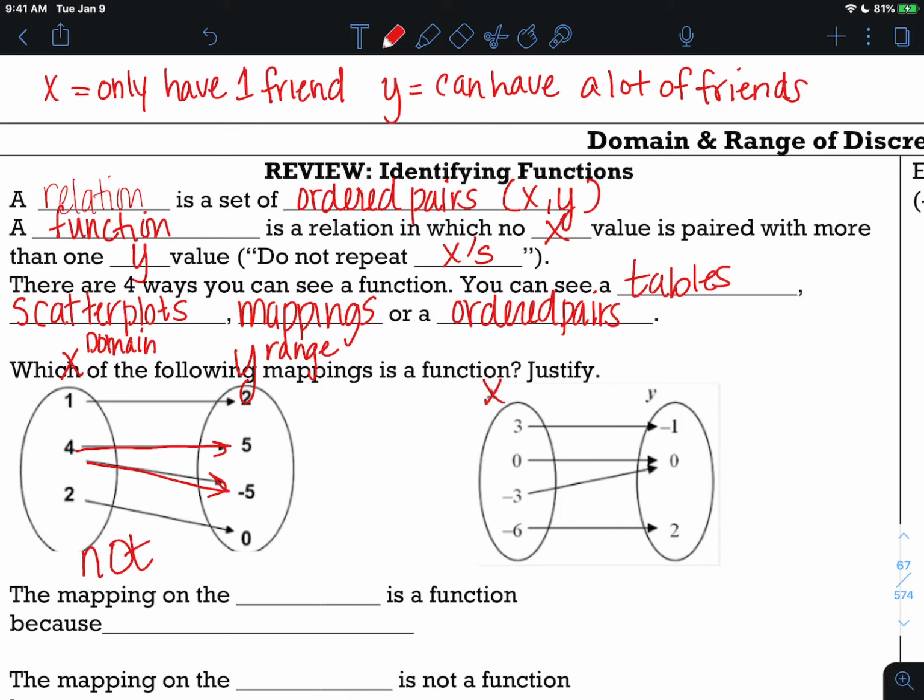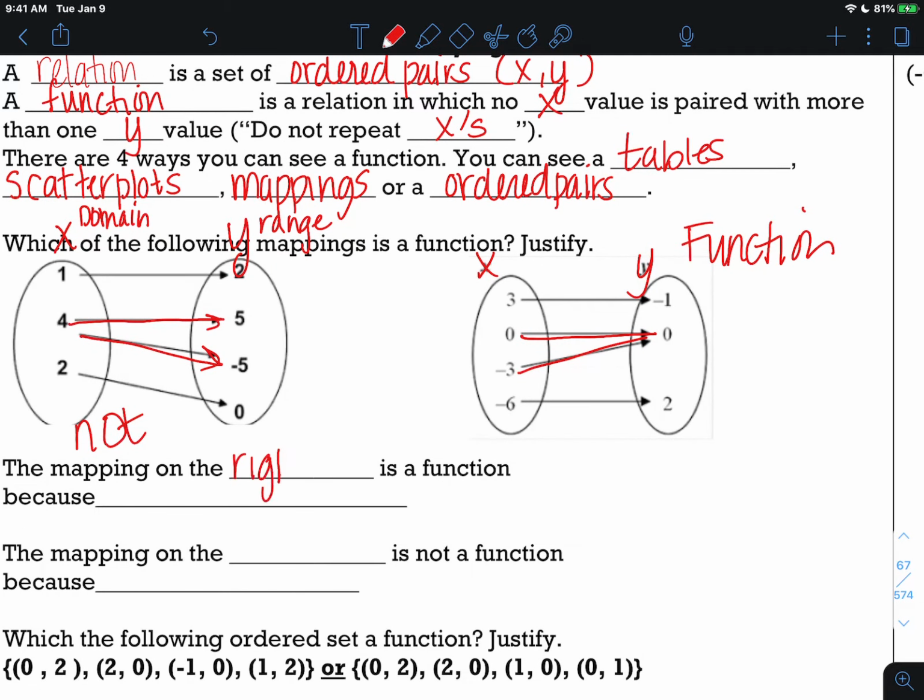So I'm going to look over here. Here's my x's, my y's, domain and range. I look, okay, 3 to -1, 0 to 0, -3 to 0, -6 to 2. Wait a second. That 0 has 2 friends. But as we noted up here, it's okay for that y to have 2 friends. We just don't want any x's to have 2 friends. So this is definitely a function. The mapping on the right is a function because it has no repeating x's. The mapping on the left is not a function because 4 has 2 y values.